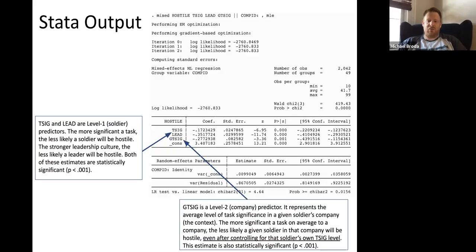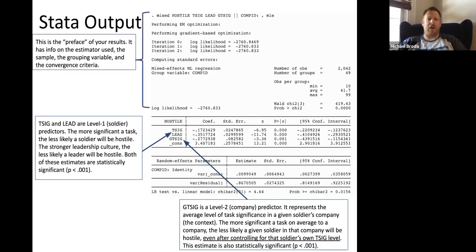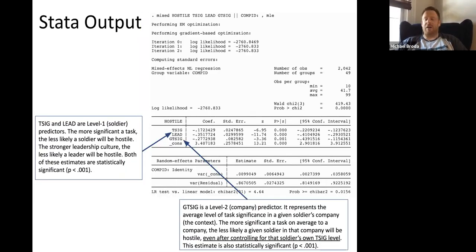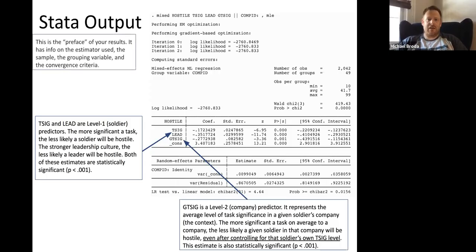You get the same sort of results regardless of which software you're looking at. Okay, so my fancy video, I thought they were all going to pop up, but a couple of them popped up early. That's okay. So the code is up here. We have mixed, hostile, tsig, lead, gtsig, and then the random portion of our equation. So let's slow that down just a second.